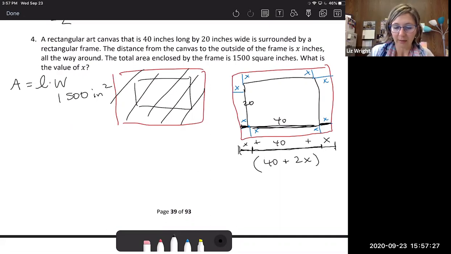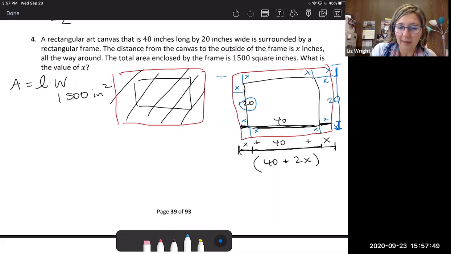Now do the other side. So if we're doing the other side, we're now looking at this length here. So our width, we know what this chunk is, that's going to be 20, because that's what was given right here. And we know that this piece is x, and this piece down here is x. So that means our width over here is going to be 20 plus 2x.